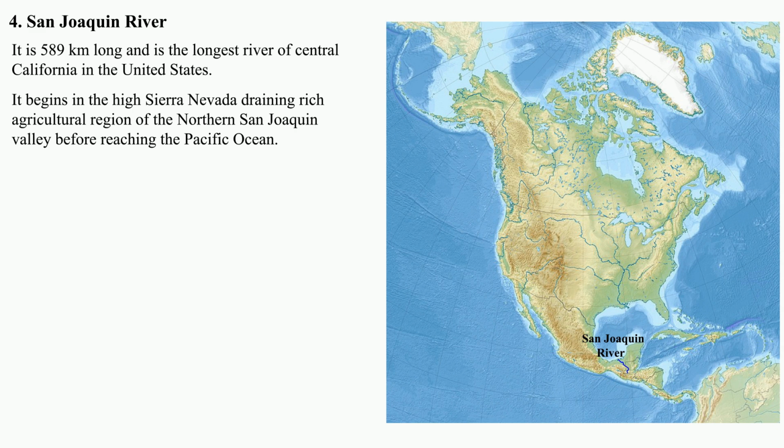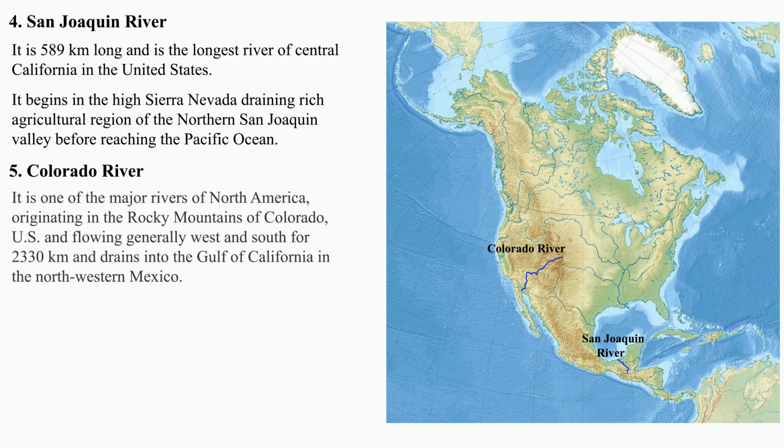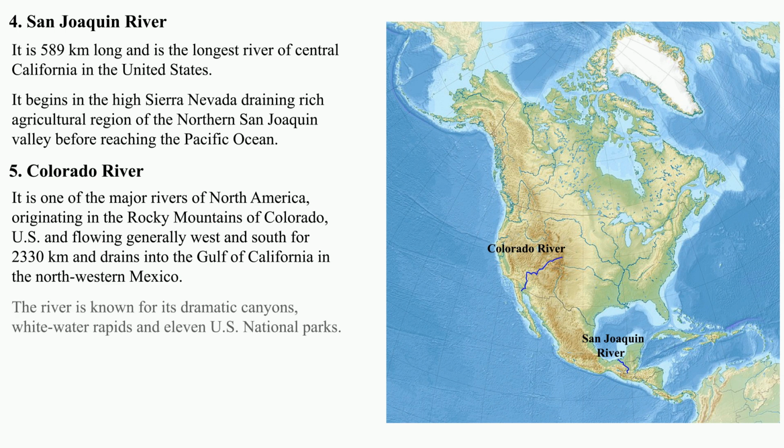Now, the next important river which drains into the Pacific Ocean is the Colorado River. So it is one of the major rivers of North America, originating in the Rocky Mountains of Colorado, US, and flowing generally west and south for approximately 2,400 kilometers and drains into the Gulf of California in northwestern Mexico. This river is also known for its dramatic canyons, white water rapids, and 11 US national parks.